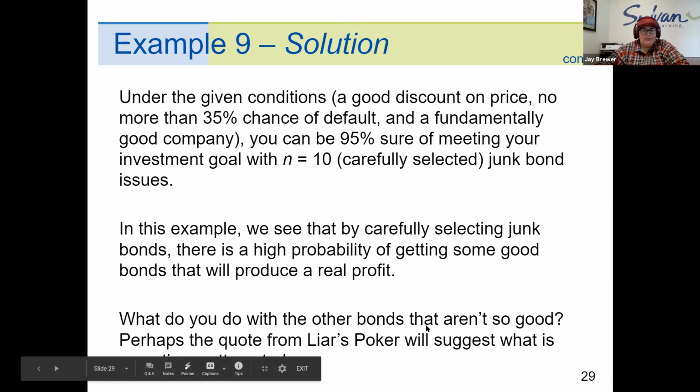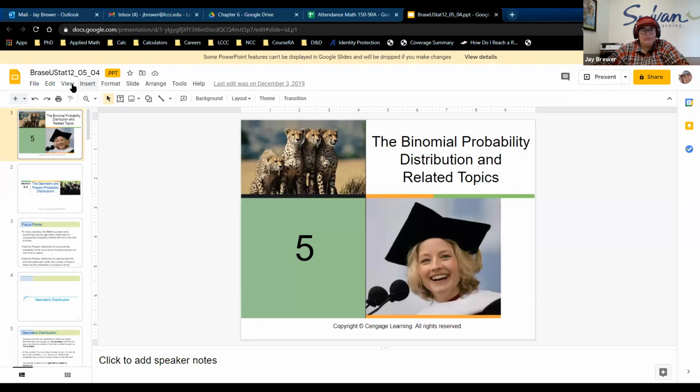So basically all this is saying is that if you buy 10 carefully selected junk bonds, then you have a 95% probability of getting at least 4 of them to be good ones. All right. Let's go to 5.4.